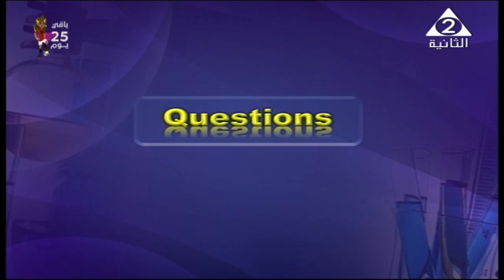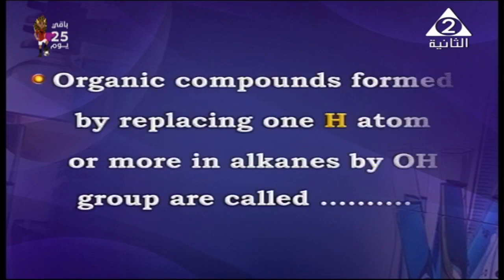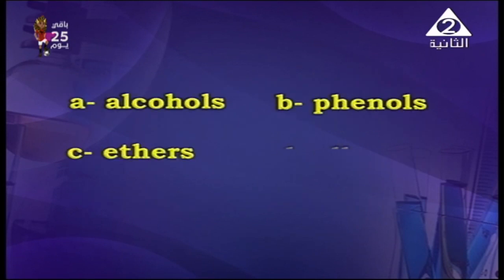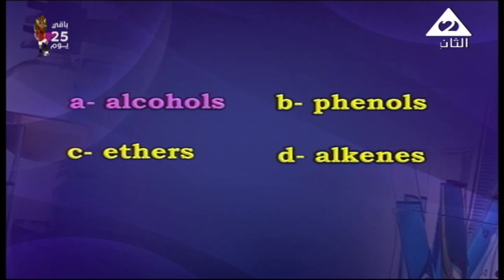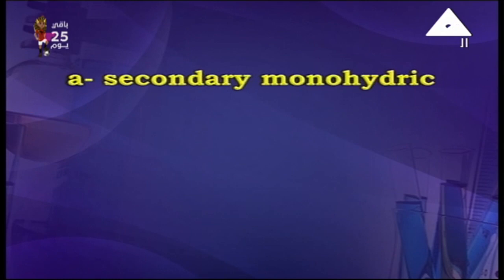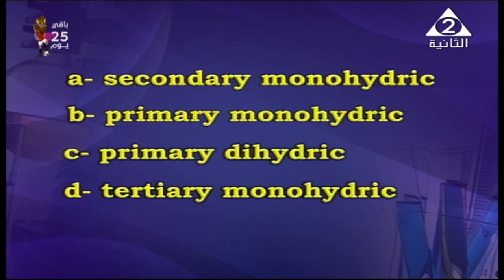So we are going to discuss some questions. Choose the correct answer. Organic compounds formed by replacing one hydrogen atom or more in alkanes by OH group are called alcohols, phenols, ethers, alkenes. If you think about it, yes, it will be alcohols. 1-propanol is considered what kind of alcohol? Is it secondary monohydric, primary monohydric, primary dihydric, tertiary monohydric? If you think about it, yes, it will be primary monohydric.